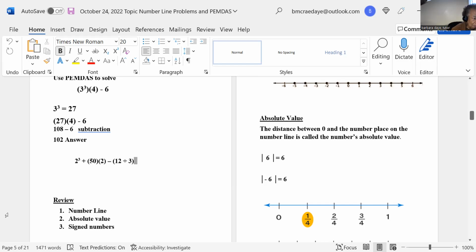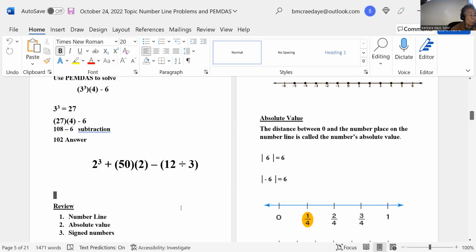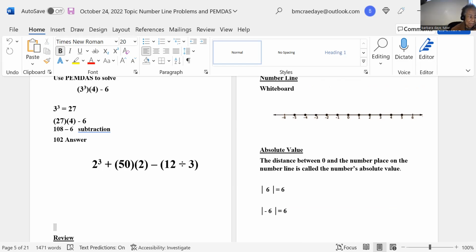Yeah, let me make it bigger so you don't have to strain. Okay. Now I've got it bigger. All right. 2 to the third plus 50 times 2 minus 12 divided by 3. Tell me what you get. Marietta, do that one. Do it following PEMDAS. And tell me what answer you get.